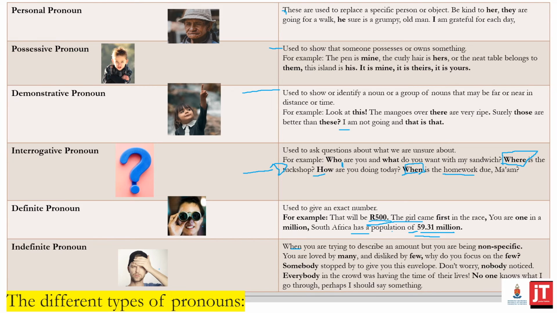You are loved by many and disliked by few. Why do you focus on the few? That's something that we might need to take a look at, right? So it's not saying you are loved by many people. It's replacing the word people with many. It's assumed that we're talking about people. They're not talking about penguins. You are loved by many penguins and disliked by a few penguins? Nah, they're talking about people. So it is replacing the word. If it did say many people, then many would therefore be an adjective.